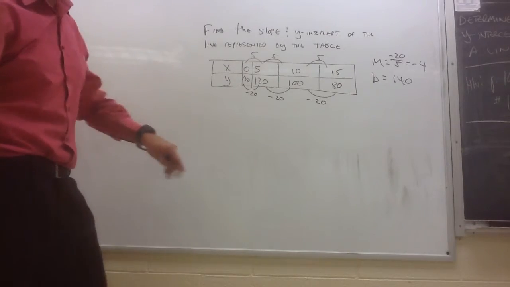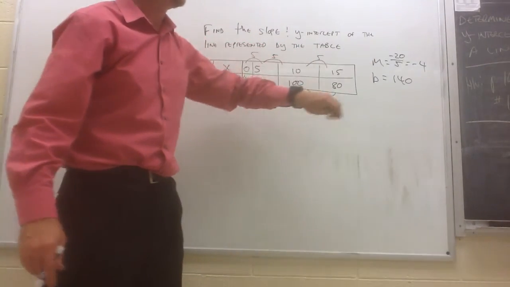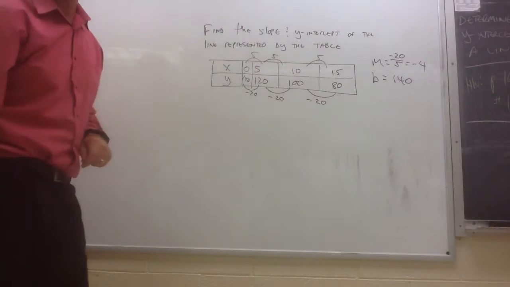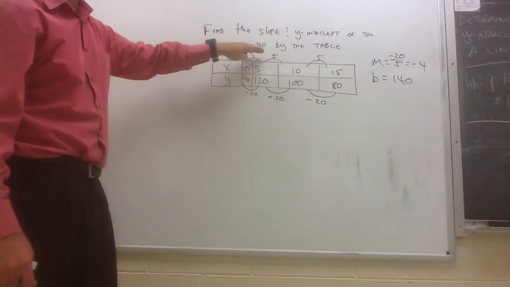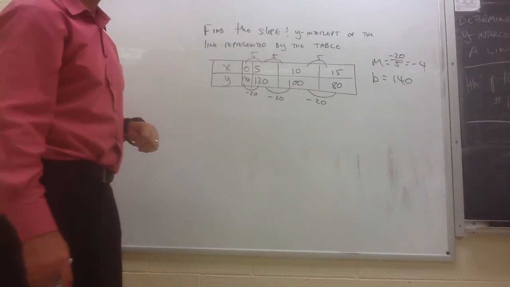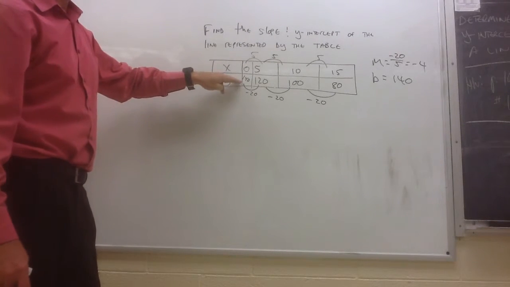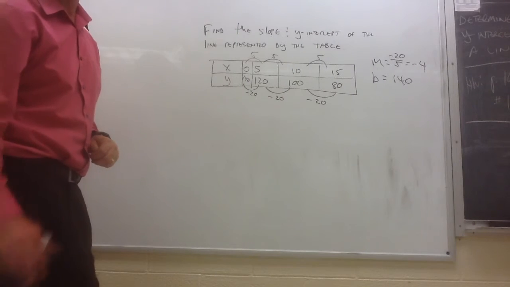For today, all you have to do is find the slope and find the y-intercept. Remember, your slope is your rate of change, your change in y over your change in x, and the y-intercept is the y-coordinate when x equals 0. Get practicing.